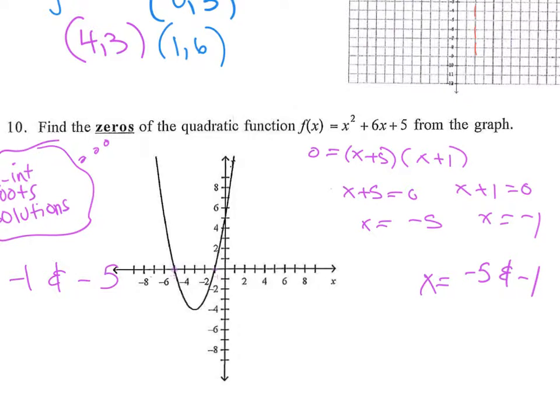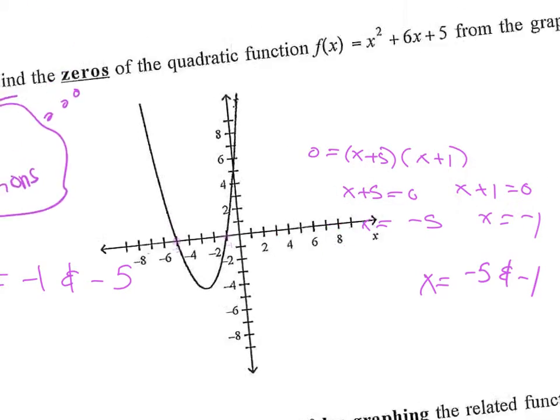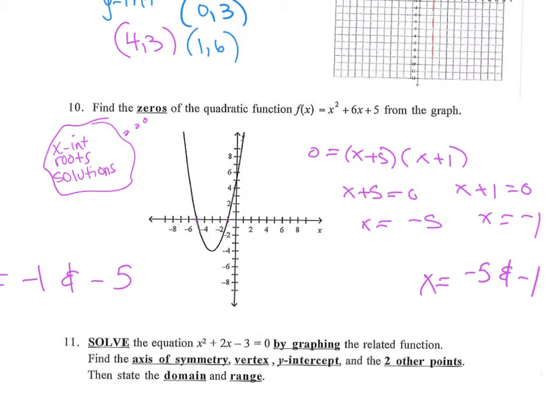But we don't need to factor anymore, because if they give us a graph, our solutions are literally where we cross the x-axis, which you guys can see are at -5 and -1, which is the correct answer even if I would have factored it to get the answer.